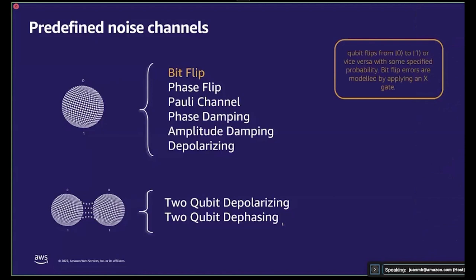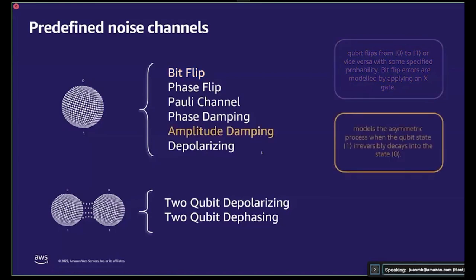You heard me mention in the example before the bit flip. That is the noise where, when you measure in the computational state, in the example that you have been doing, the qubit flips from 0 to 1 or vice versa with some specific probability. So if you think about it, it's the equivalent to applying an X gate, because the X gate executes that rotation in which the computational state changes from 0 to 1. So that's what the bit flip does. Then I'm going to grab the amplitude damping.